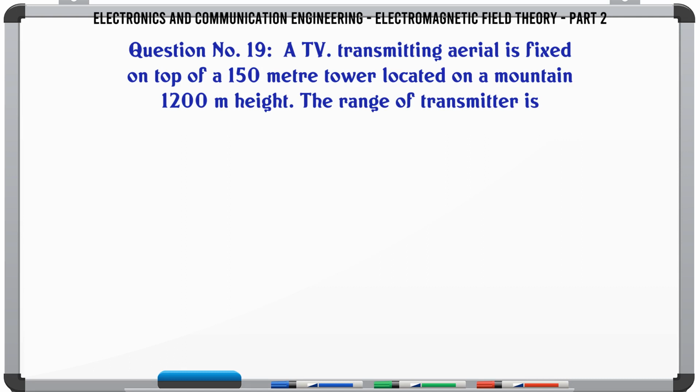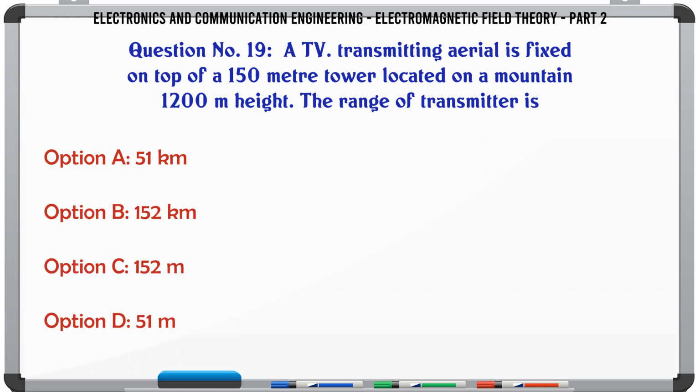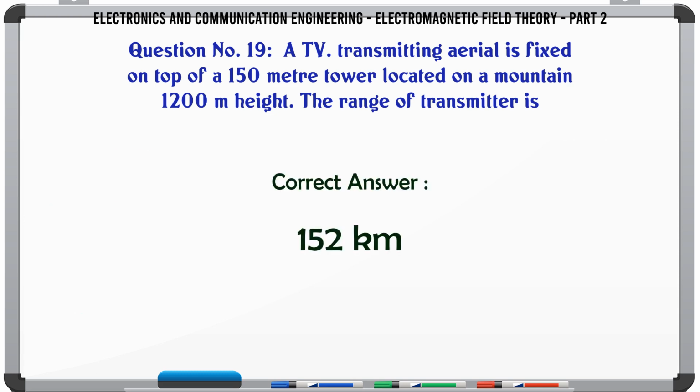A TV transmitting aerial is fixed on top of a 150-meter tower located on a mountain 1,200 m height. The range of transmitter is A. 51 km, B. 152 km, C. 152 m, D. 51 m. The correct answer is 152 km.